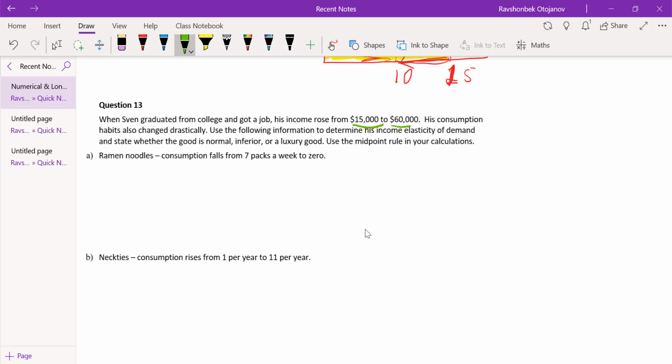Ramen noodles. So consumption falls from 7 packs to 0 when his income goes up. That's a huge jump in income, isn't it? So he's got a very good job. Right, so let's start now.